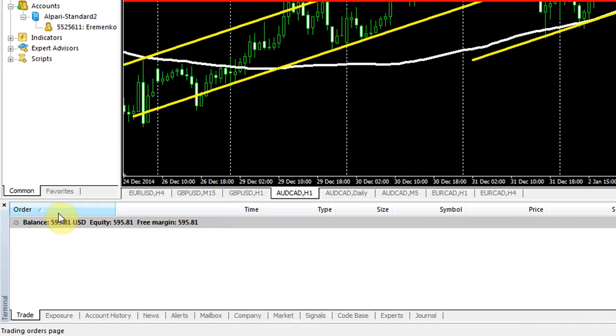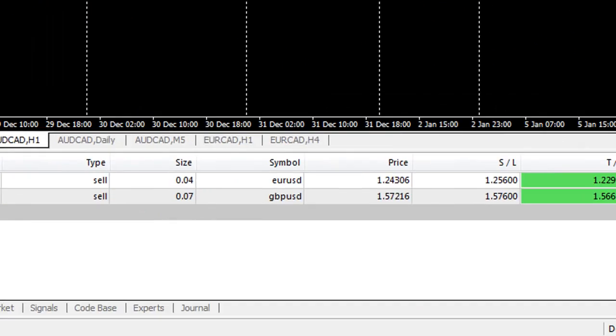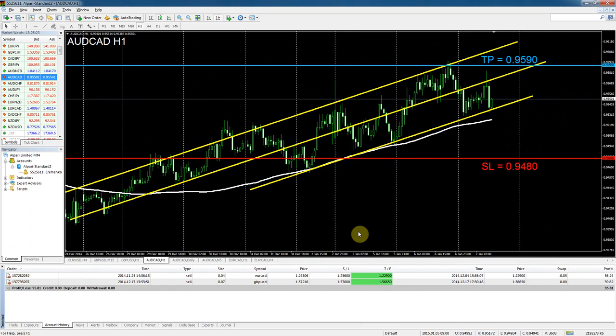So as you can see on this account, we already now have $595.81. If we go to the account history, we can see our two profitable trades from previously. And what we're going to do today is conduct our third.